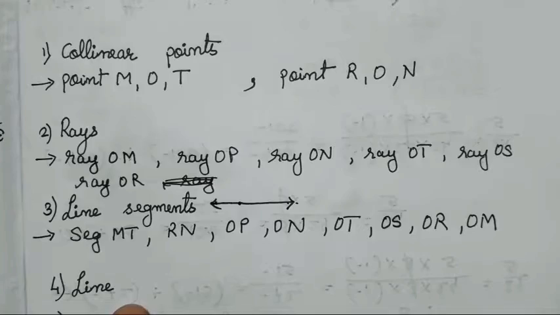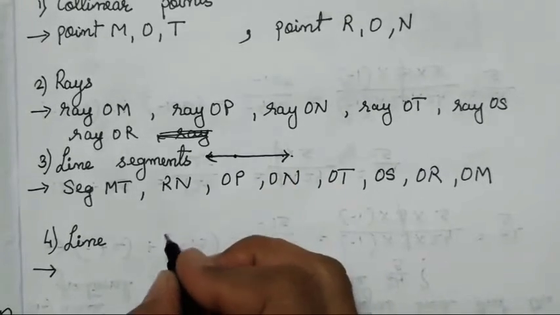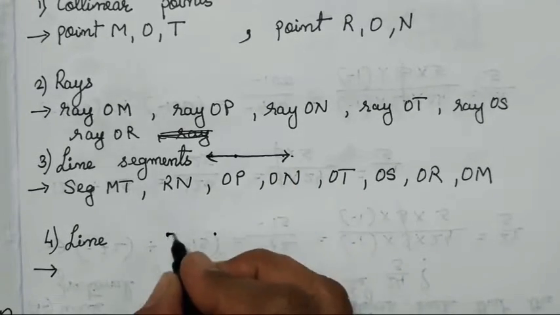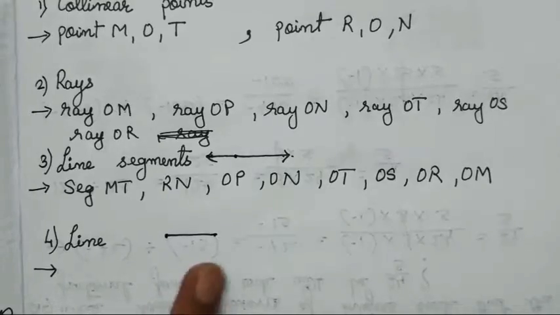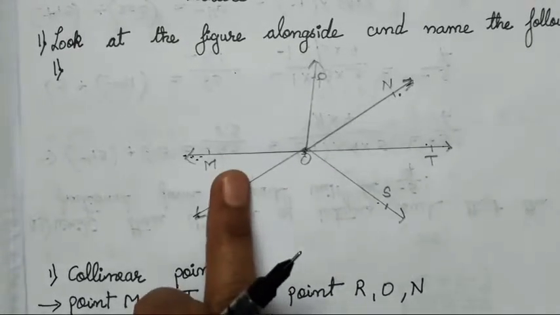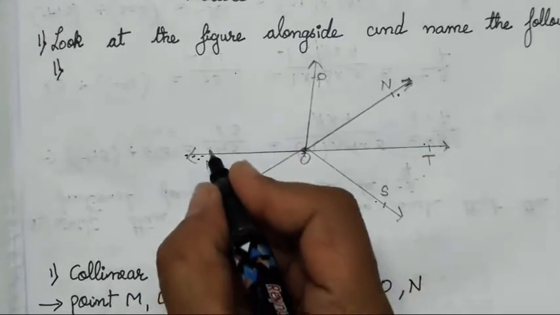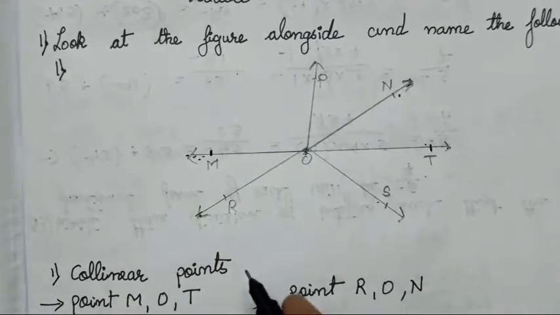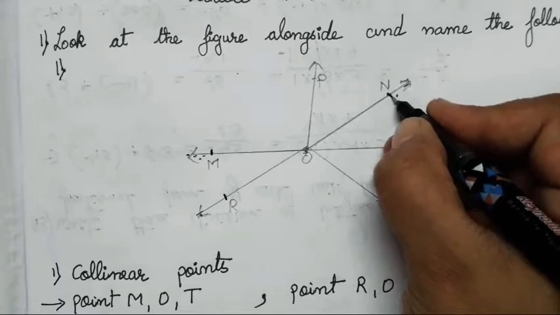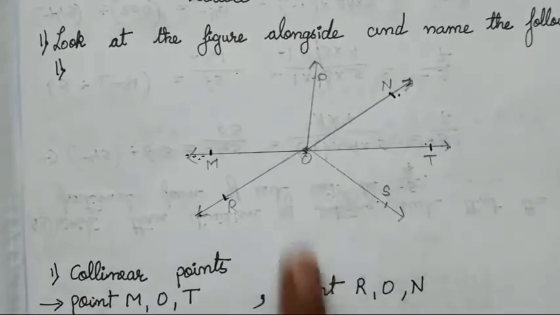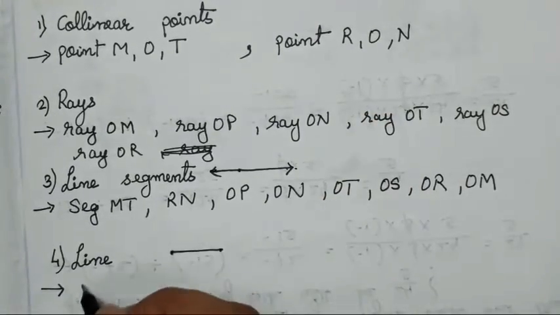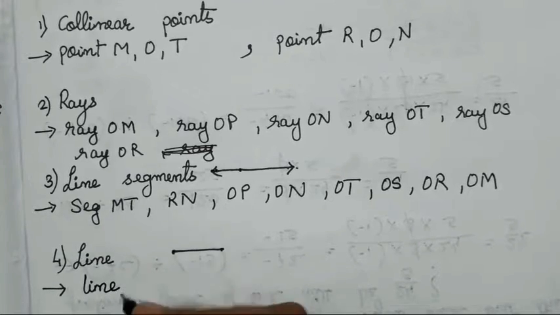Alright, now what are lines? Line, as I said, is defined by two dots. Okay, this is known as line. So let's find in the figure where the lines are. Line MT, M and T, R and N are the only lines in this figure. Okay, which is being shown by a dot.